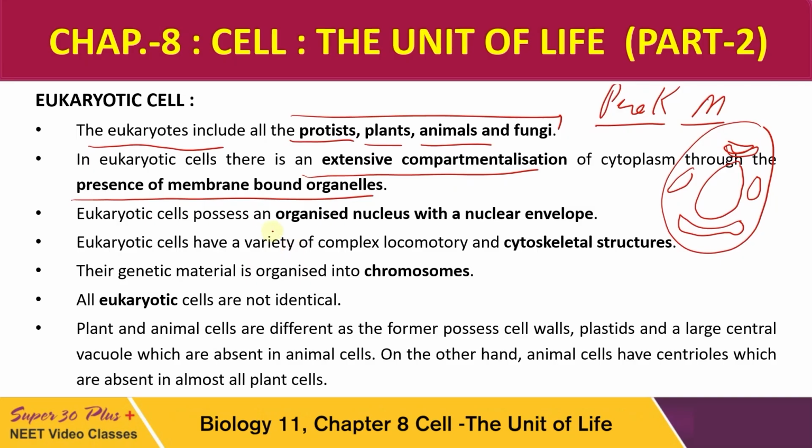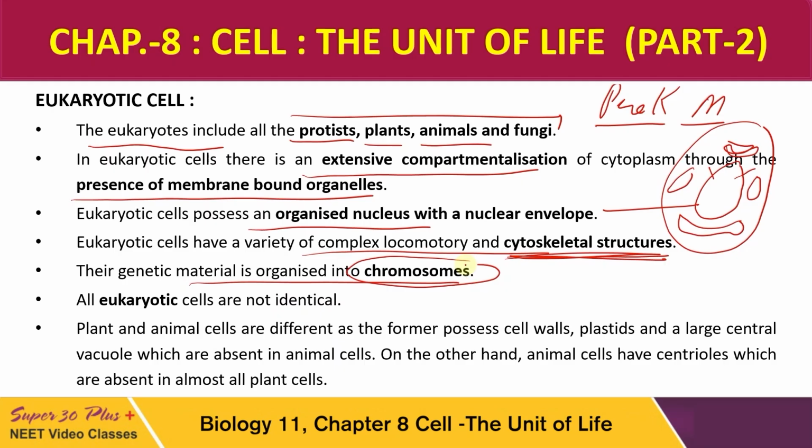The eukaryotic cell, as you know, has an organized nucleus with a nuclear envelope. It is separated from the cytoplasm and connected only through certain pores. The eukaryotic cell has a variety of complex locomotory and cytoskeletal structures. We will see the details of that in time to come. Their genetic material is organized into chromosomes. In the prokaryotic cell, the chromatin material was not organized. Chromosomes are found only in the eukaryotic cell.